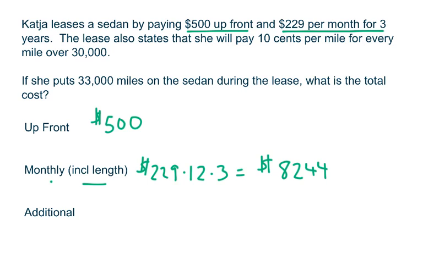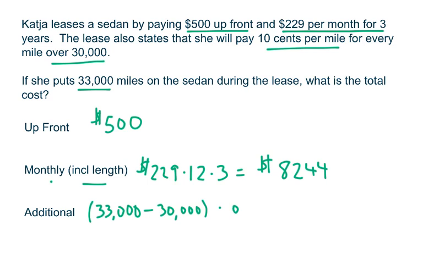And then finally the additional costs. Well, let's see. She was going to pay 10 cents per mile for every mile over 30,000. She drove 33,000 miles. Well, I'm going to go ahead and write this out. She drove 33,000 miles, and I want to know how much is that above 30,000 miles, and then I need to multiply that by the 10 cents per mile that she's going to get charged.